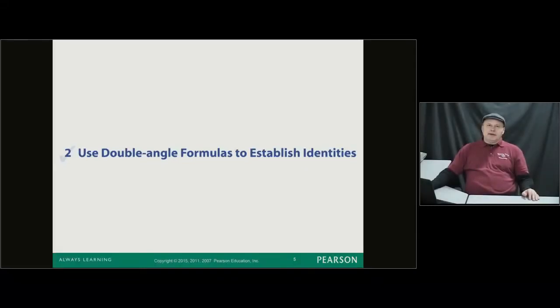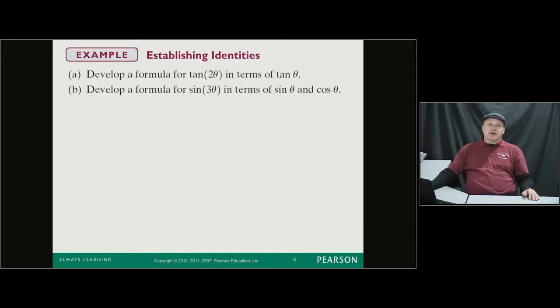Hello, in this discussion we're going to be using double angle formulas to establish identities, among other things. Okay, let's begin. So we're going to develop a formula for the tangent of 2 theta. We haven't done that one yet. We've done the sine of 2 theta, and we've done the cosine of 2 theta, but we haven't done the tangent of 2 theta. And we're going to do it in terms of tangent of theta.